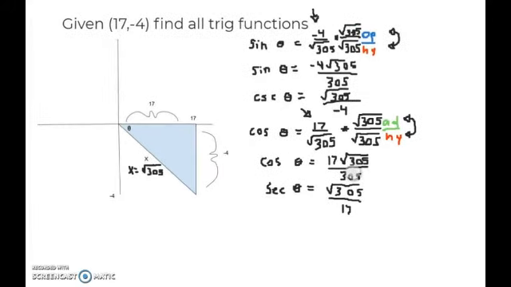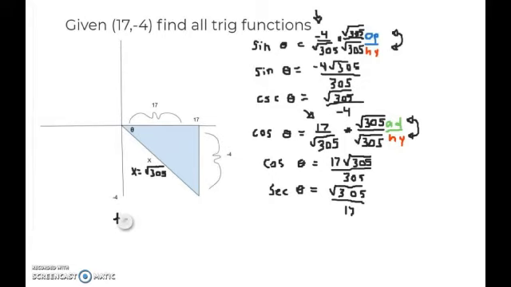Alright, so the final set that we're going to be finding is tangent and its reciprocal function. Tangent of theta equals opposite over adjacent, and so that would be -4 over 17. And then the reciprocal of that would be adjacent over opposite, and that would be cotangent, and cotangent of theta would then equal 17 over negative 4.